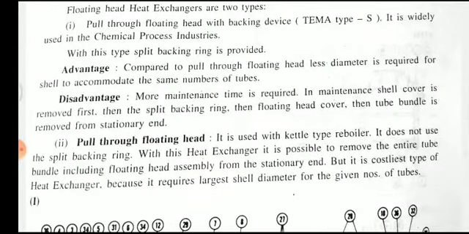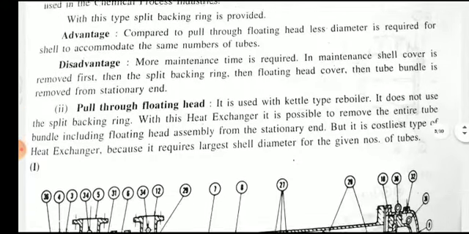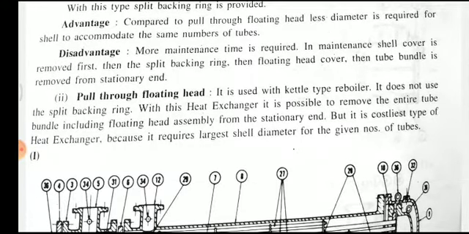Then there are various advantages and disadvantages. The advantage is that compared to pull through floating head, a lesser shell diameter is required to accommodate the same number of tubes. The disadvantage is that more maintenance time is required, and for maintenance the shell cover is removed first. So the split backing ring and floating head cover, then the bundle is removed from the stationary end.